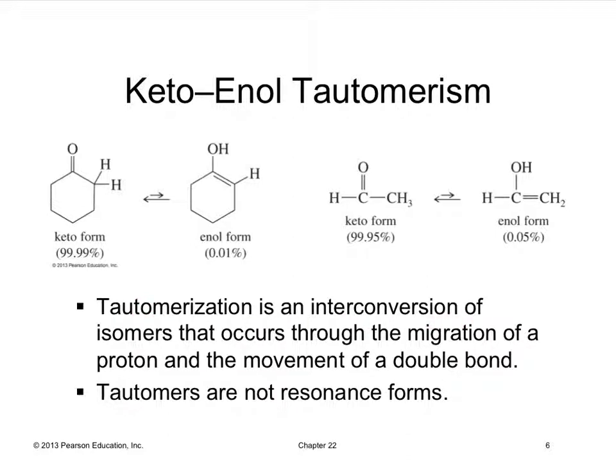Tautomerization is an interconversion of isomers that occurs through the migration of a proton and the movement of a double bond, as shown here, right? So you have, in this case, the keto form, and in this case, the enol form, keto and enol forms. Tautomers are not resonance forms. It's really important. As a result, it's not in brackets. It's shown here.